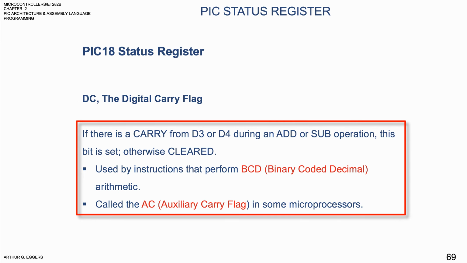The next, the digital carry. If there's a carry from D3 to D4 during an add or a subtraction operation, this bit is set. Otherwise, it's cleared. This flag bit is used by instructions that perform binary coded decimal (BCD) arithmetic. In some microprocessors, it's called the AC flag or the auxiliary carry flag.